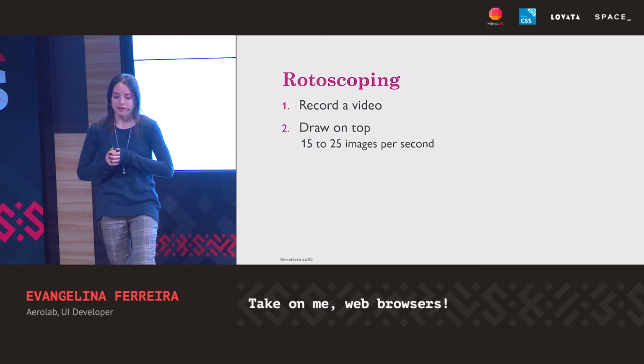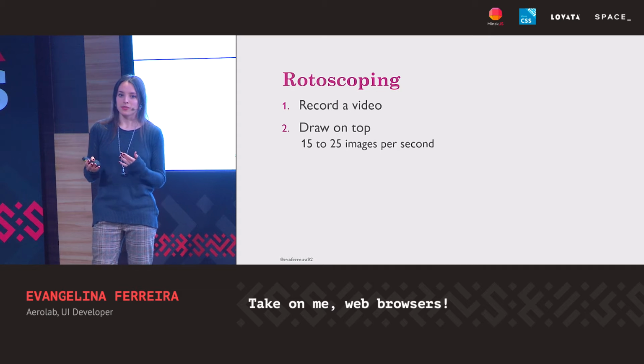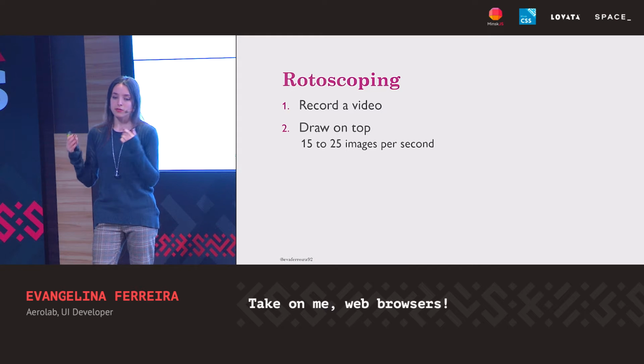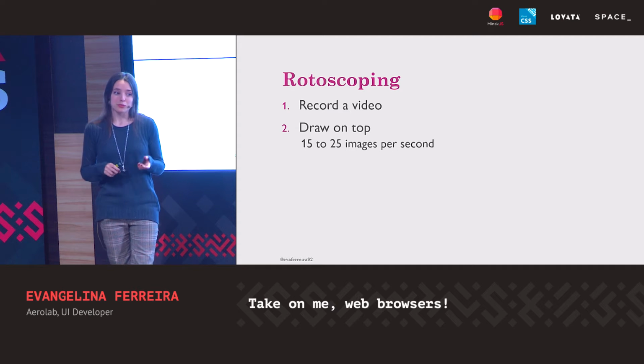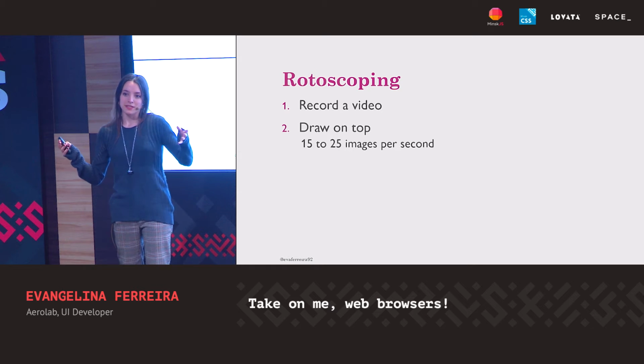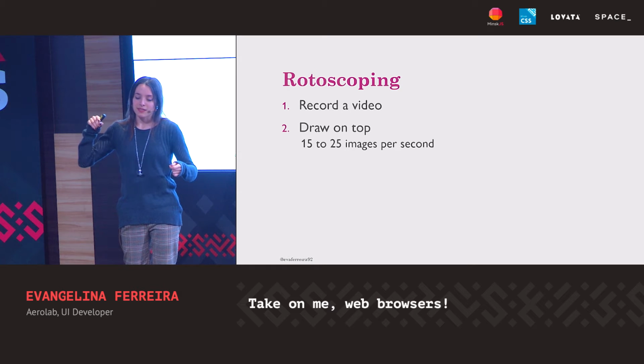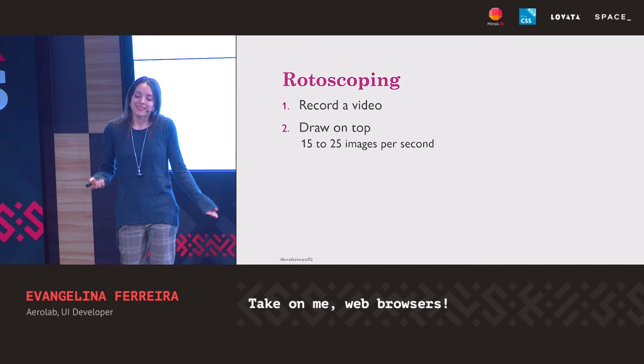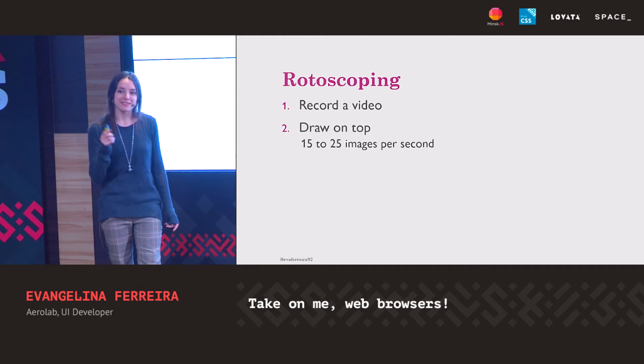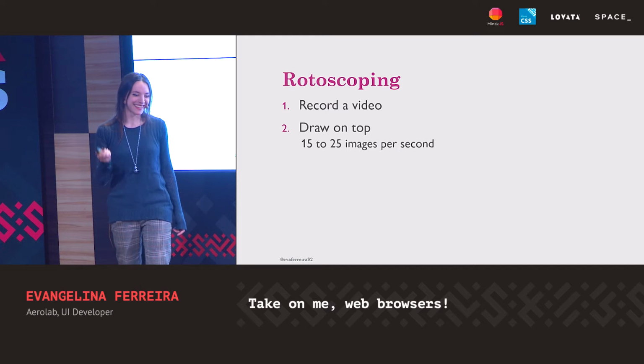So how does it work? Well, it's pretty simple if you actually look at it. You record a video, a completely normal video, and then you start drawing on that video. You have to draw a lot, like 15 to 25 images per second. So maybe you just spend like 3 hours drawing, and then suddenly you press play, and it's only 3 seconds of animation. And it's like, well, there go the first 3 seconds of your life.